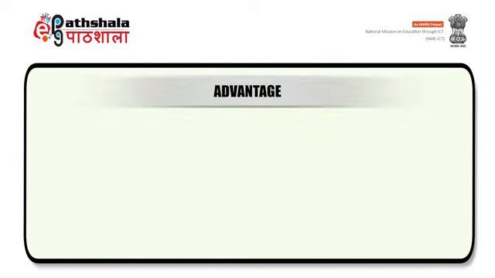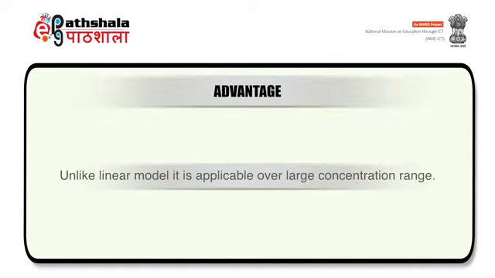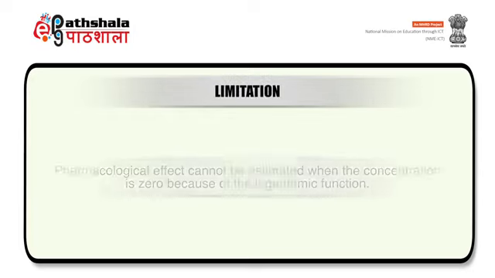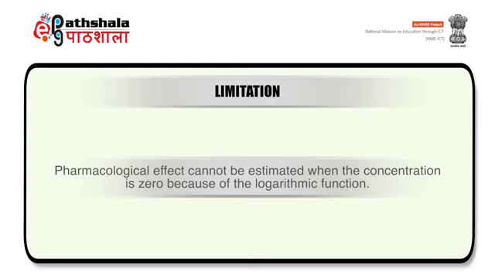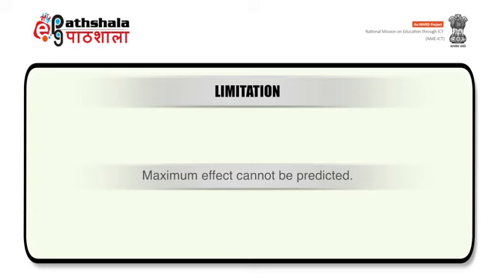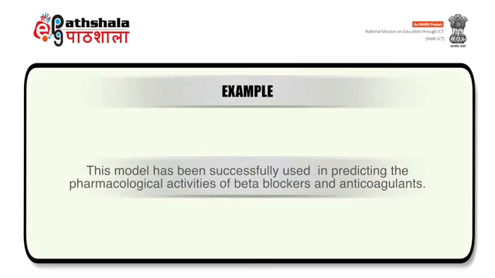What are the advantages of this PD model? Unlike the linear model, it is applicable over a large concentration range. The limitations of the log linear pharmacodynamic model include that pharmacological effect cannot be estimated when the concentration is zero because of the logarithmic function, and maximum effect also cannot be predicted. For example, this model has been successfully used in predicting the pharmacological activities of beta blockers and anticoagulants.